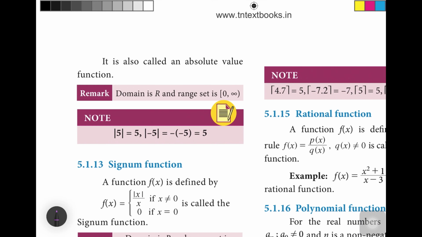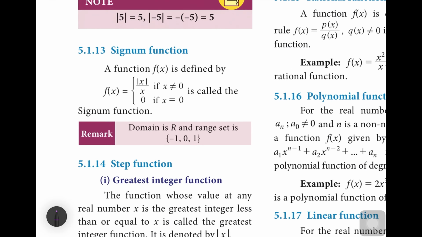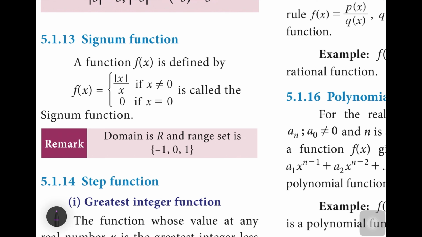Another name of modulus function is absolute value function. Signum function: modulus x by x. This is defined as modulus x by x where x is not equal to 0, and 0 if x is equal to 0. Why? If 0 comes in the denominator, we couldn't find the value. It is an indefinite value, isn't it? So, modulus x by x, if x is not equal to 0, is the signum function.